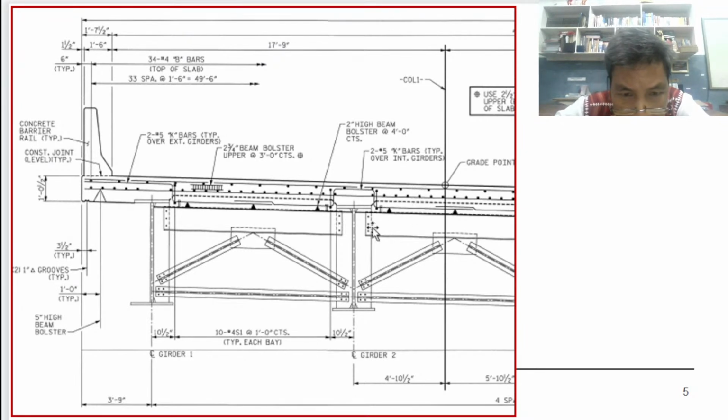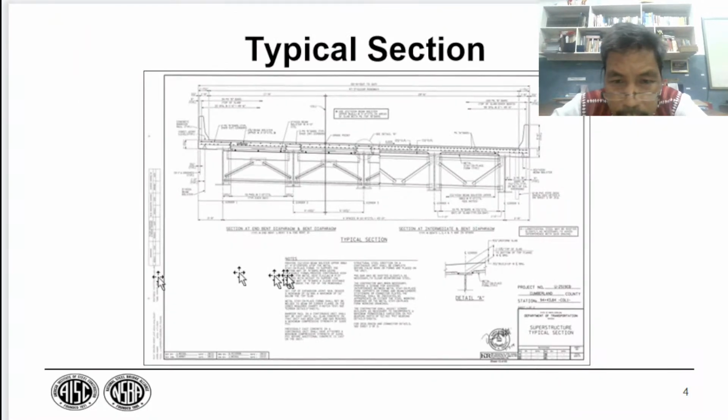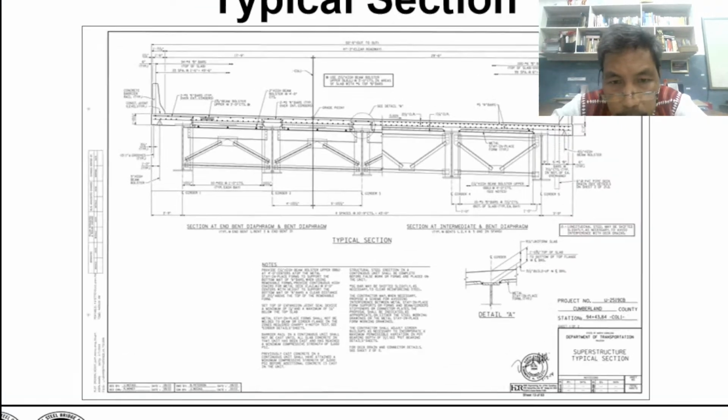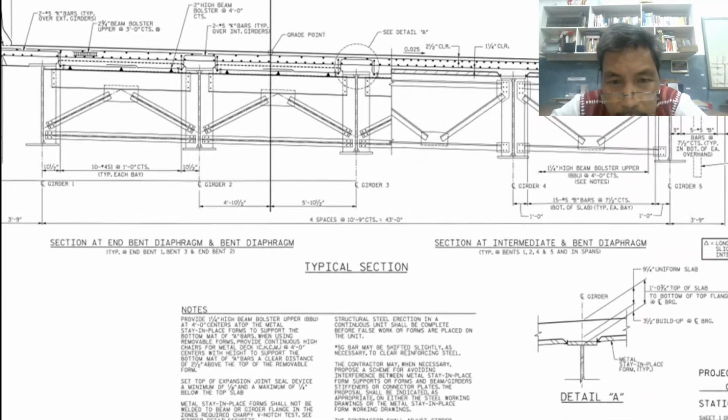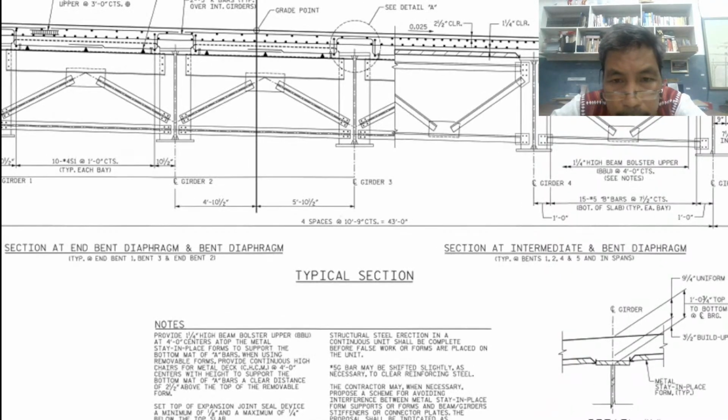So let us find out where the A bars are. Can you see the A bars? These are the B bars. Where are the A bars? Let's go back here. 62. Where are the A bars? A bars, where are you?